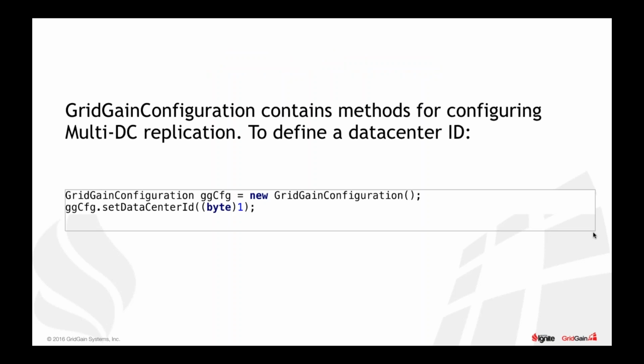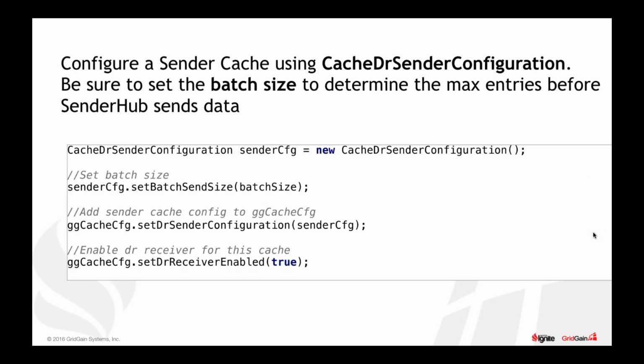So it's fairly straightforward to set up the multi-data center replication within GridGain Enterprise. First thing you're going to need to do is set a data center ID. Again, this could be from 0 to 31, so 32 different data centers available. And you would configure a sender cache using the cache DR sender configuration. Make sure you set the batch size. So these are the configuration here.